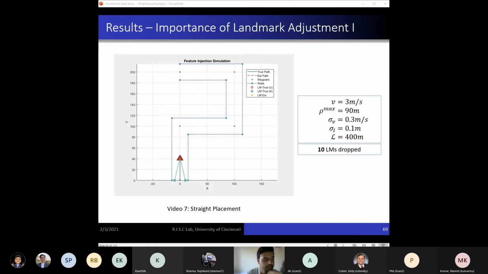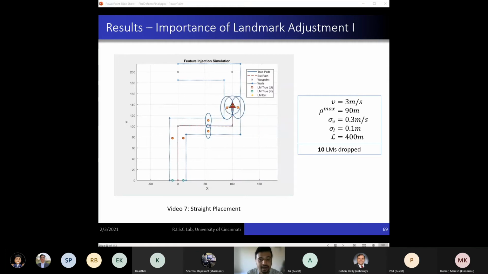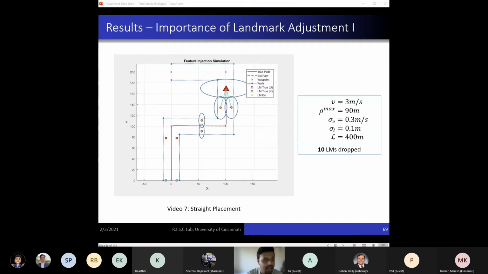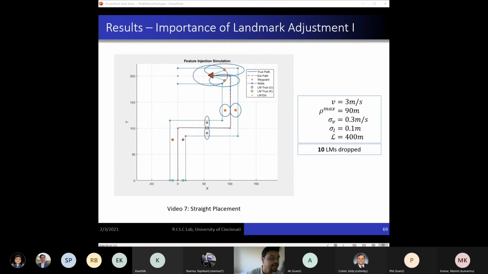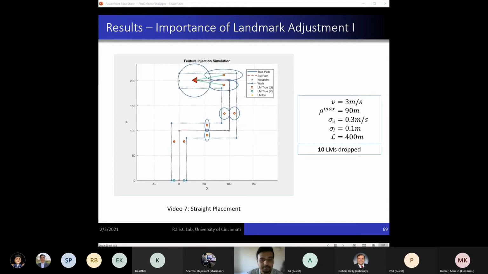The next 3 videos will demonstrate the importance of landmark adjustment. This video shows the uniform landmark placement locations as generated by the straight tunnel case without landmark adjustment. Notice that we require 10 landmarks, but without taking care of the LOS, the PT value explodes.